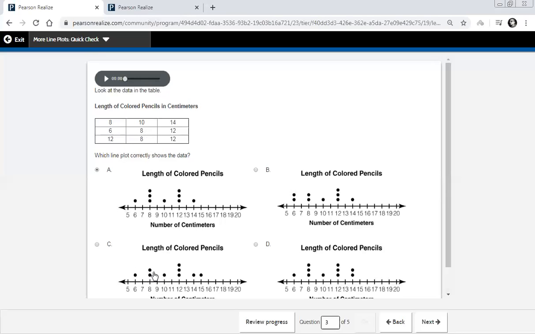Option C, we can find out here that 15 has a dot, but there is no 15 inside the table. And 8 has 2 dots, but 8 has been repeated 3 times. That's why option C is totally wrong. Move to option D. The mistake here is that 14 has 2 dots, but 14 here has been repeated only 1 time. That's why option D is totally wrong. Okay, guys, move to the next question.